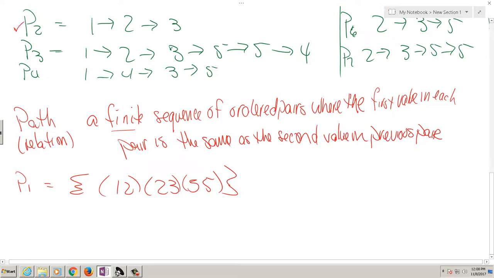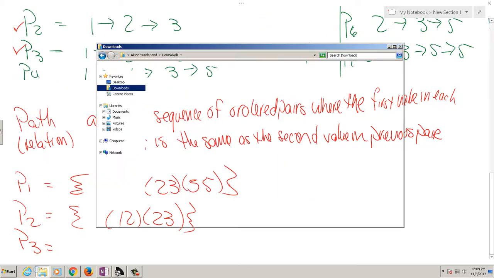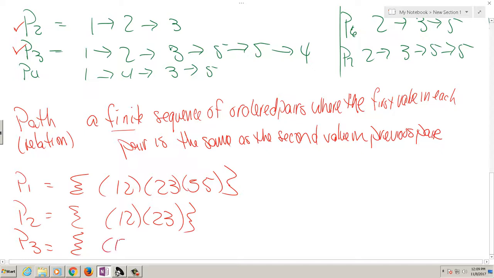Now let's do this one. Path 2 as a set of ordered pairs would be (1, 2) and (2, 3). So I can write the paths as a set of ordered pairs. Path 3 from above is going to be (1, 2), (2, 3), (3, 5), (5, 5), and (5, 4). Remember, it is a finite sequence of ordered pairs.